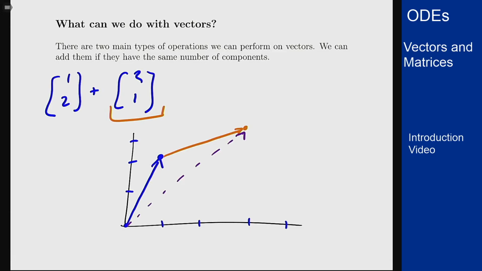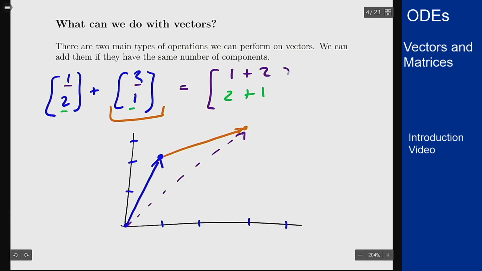We can also get that just algebraically, because when you add vectors, you just add components. This is the vector 1 plus 2 on the top, because I'm adding the top two components, and 2 plus 1 on the bottom, adding the bottom two components, gets me the vector 3, 3, which is the same as what I see in the picture down here.